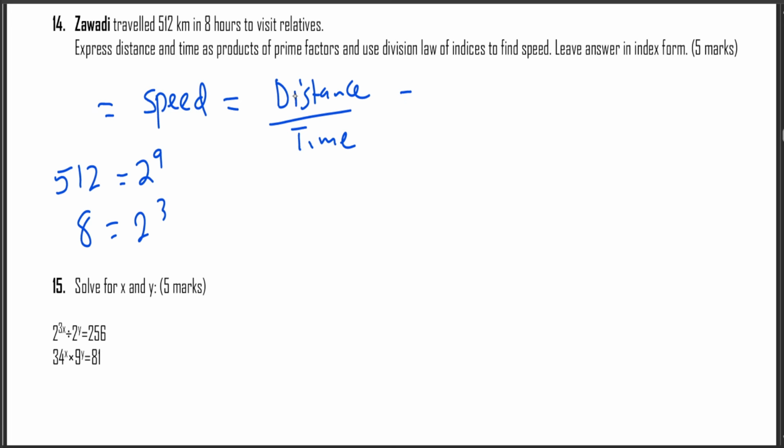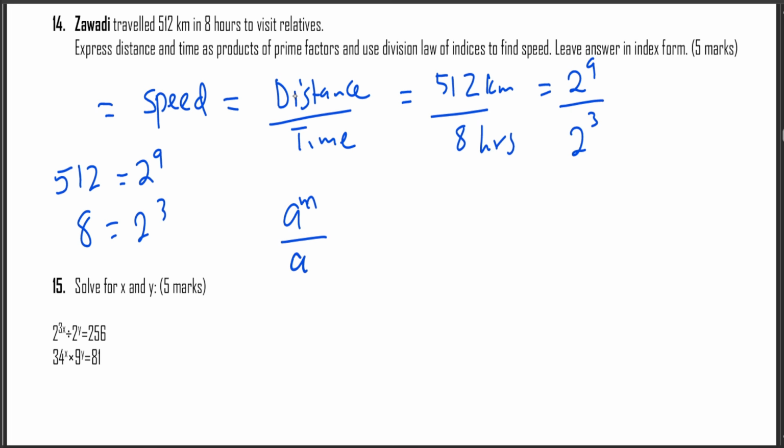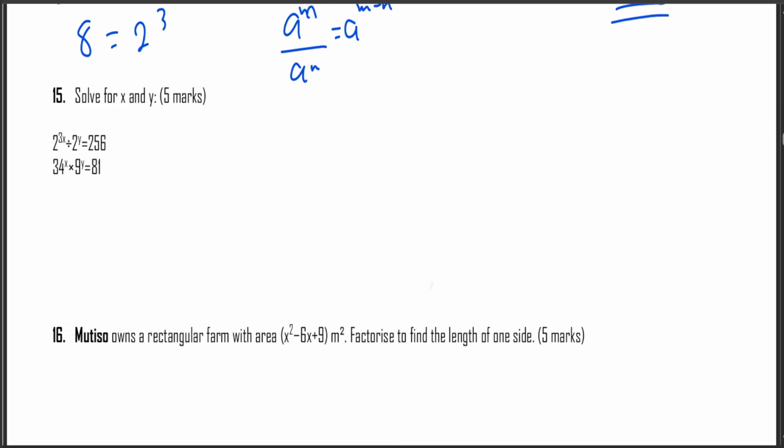Now we need to get distance over time. Distance was 512 divided by time, which is 8 hours. But now 512 you rewrote as 2 to the power of 9, and 8 hours you rewrote as 2 to the power of 3. Now we said if you're dividing, you subtract the powers. Just likewise here, the bases are the same, so we just subtract the powers. Take 9 minus 3. It's going to give us 2 to the power of 6. That is our answer.